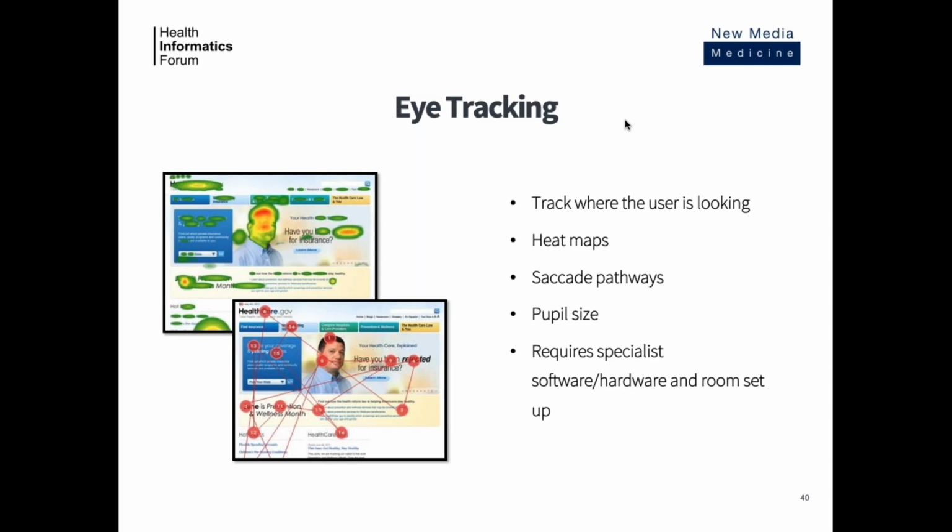Saccade is the kind of jittery way the eyes move. They don't move smoothly, they dart from place to place, and it maps out the track that they're taking around the screen. You can also measure pupil size, which is obviously related to their emotions as they're reading their information, and can be a measure of cognitive load. This requires you to use specialist software, and sometimes you might need to do it in a lab-based situation to make sure it's done accurately.